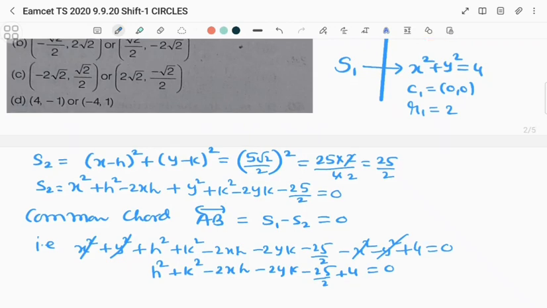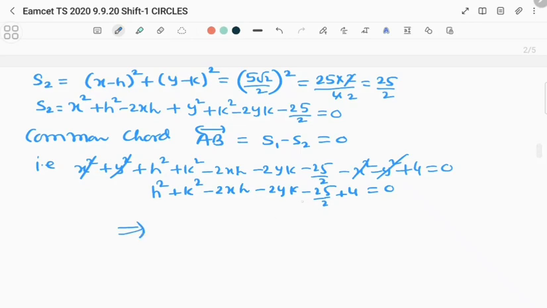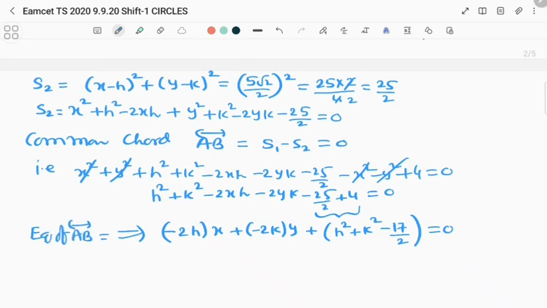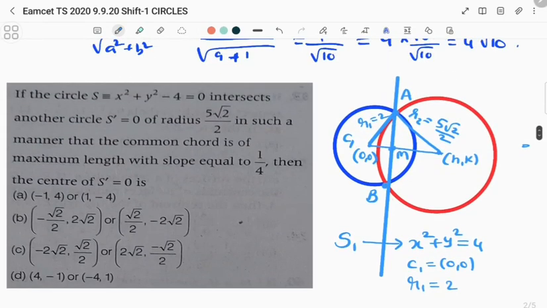Even more simplification: after taking the LCM, we get 8 minus 25, so minus 17 by 2, minus 2h into x, I am writing in the form of ax plus by, minus 2k into y, h square plus k square minus 25 by 2 plus 4 is minus 17 by 2, absolutely correct, is equal to 0. This is the equation of AB, dear students. So observe that this is the AB equation, this equation only we got.